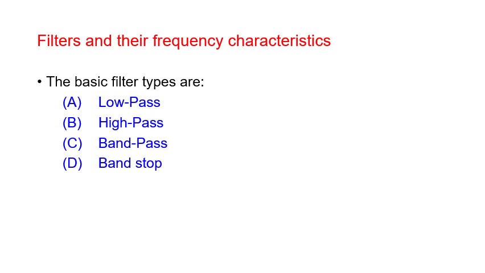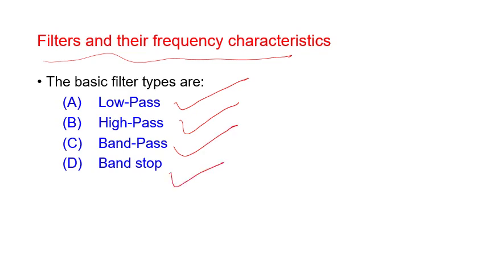Filters, in terms of characteristics, there are four types: low pass, high pass, band pass, and band reject. What is the meaning of each of them? Low pass means low frequency will pass, high frequency will be rejected. High pass means the opposite. High frequency will pass, the low frequency will be rejected.